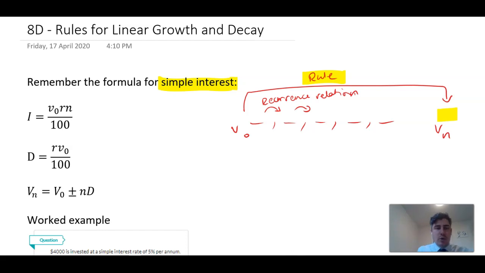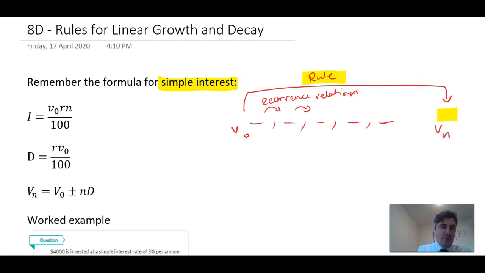Alright, so if we recall the simple interest formula, I equals PRT over 100. If we swap that principal for V0 now, because that's the same thing as the starting amount, you'll remember that simple interest goes up by a fixed amount every time. So, to work out the fixed amount, which is what makes it arithmetic, we need to use the rate over 100 times the principal. Okay, and that works out the common difference.